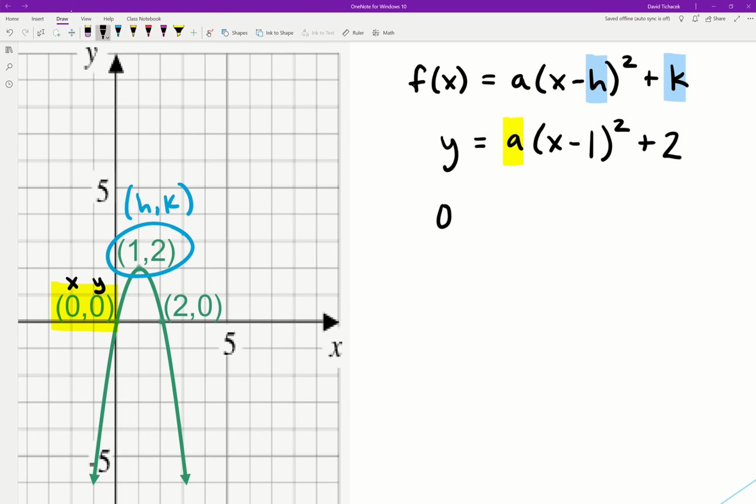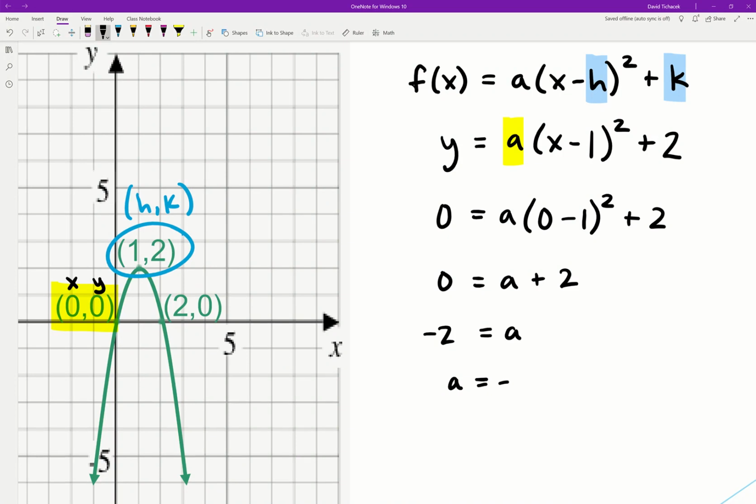and the reason that I might pick that 0, 0 point is because, again, whenever you choose to plug in 0, things get nice and easy to simplify, okay? So 0 minus 1 is negative 1. Square that, you get positive 1. So this is going to be positive 1 times a, or just a, plus 2 is equal to 0. And then if you were to subtract 2 from both sides, you would get that you have an a value here of negative 2. And it makes sense that our a value turns out to be negative because, of course, we're opening down here in our parabola.